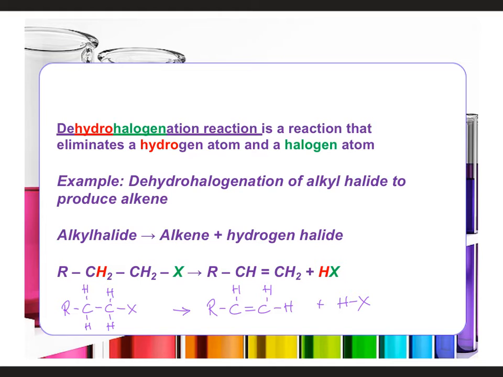So in the example that I have drawn, we can see that the halogen is an X, and it is on this carbon, and then we're going to take a hydrogen from the adjacent carbon. We're going to take them away, and they're going to form the hydrogen halide, and we're going to form a double bond here between the two carbons. So we're going to have gone from an alkyl halide to an alkene.